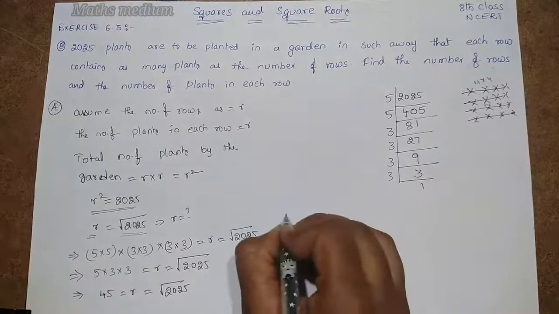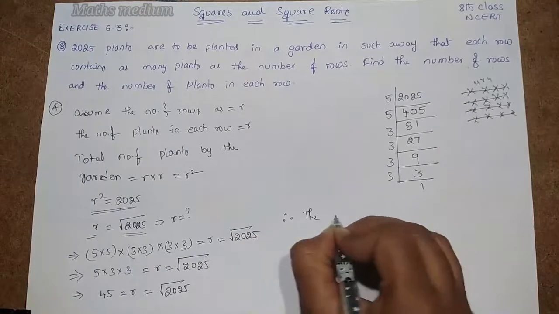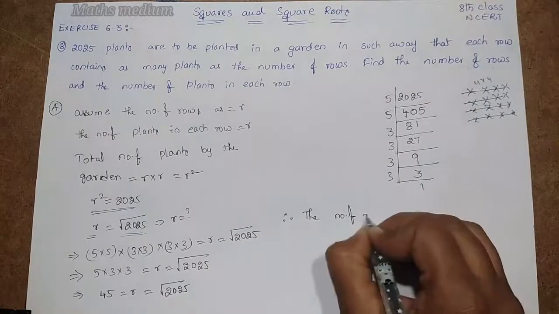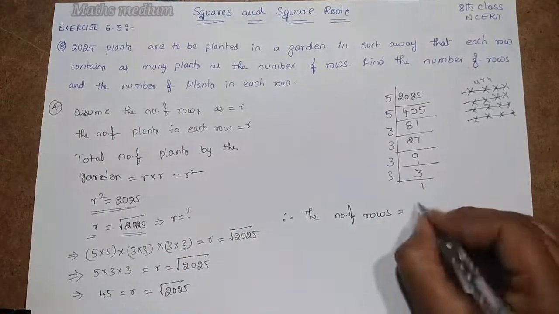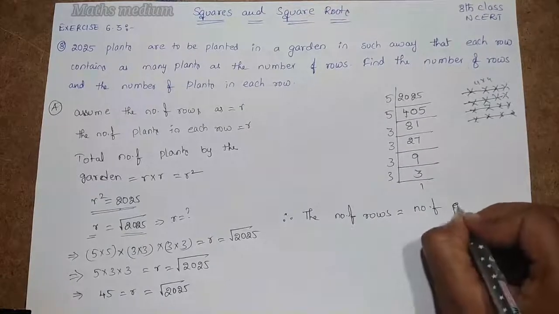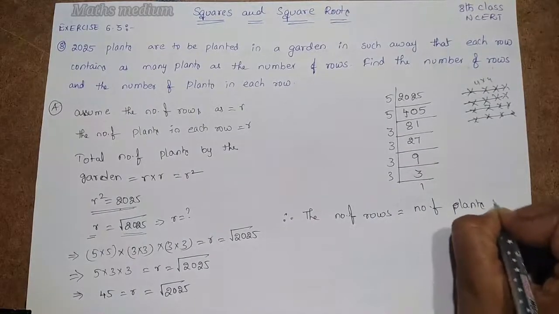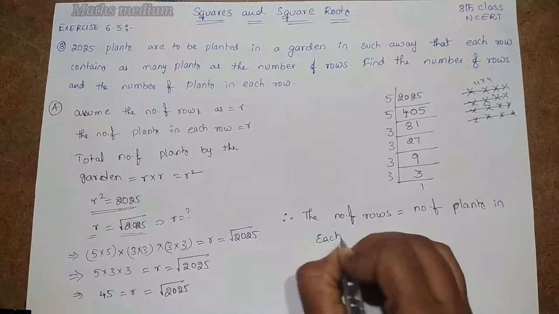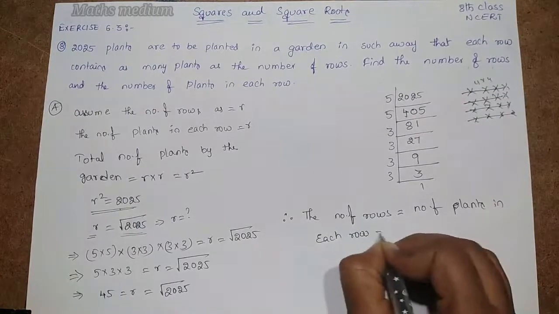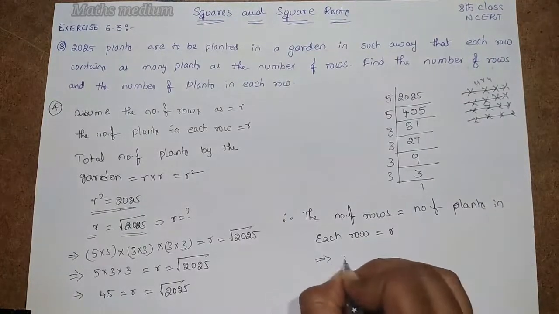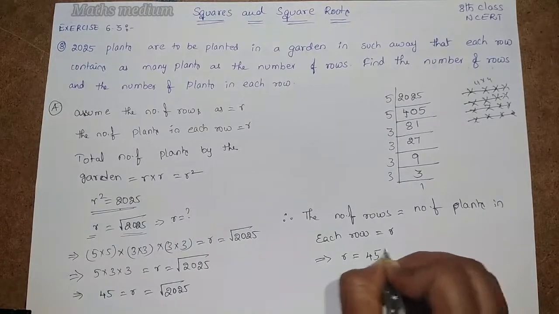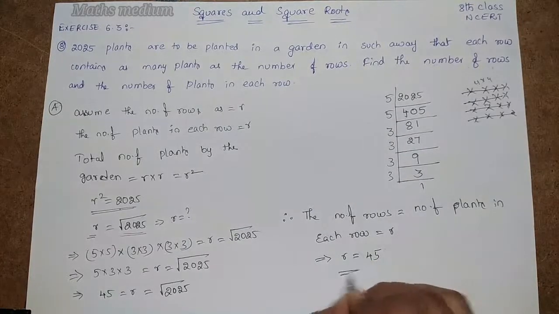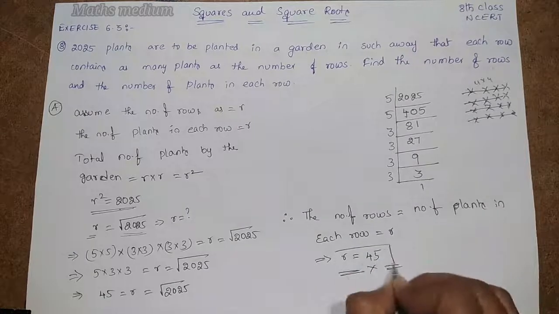It means the final answer is: the number of rows is equal to the number of plants in each row, which is equal to R. Finally, R is equal to 45. So this is the answer for this given question.